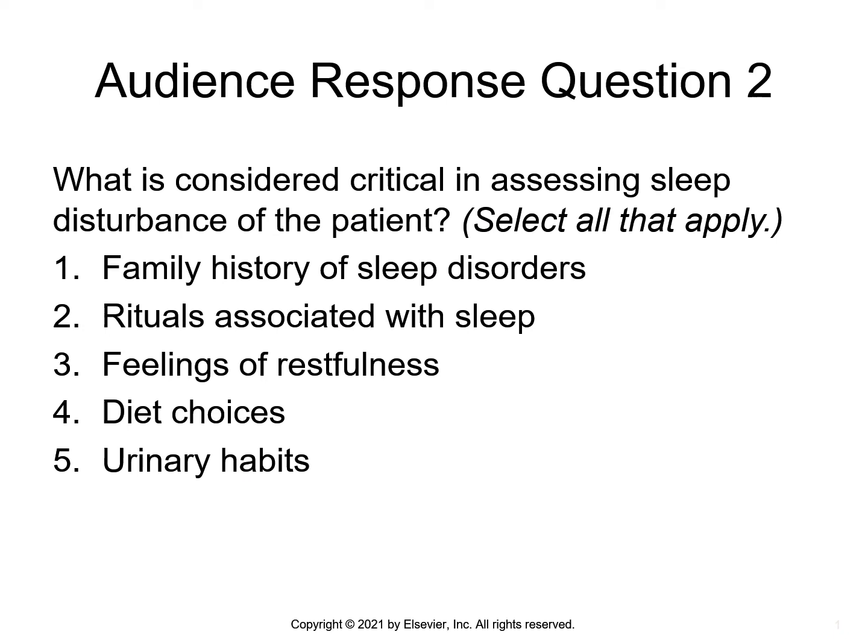What is considered critical in assessing sleep disturbance of the patient? Number 1, family history of sleep disorders. 2, the rituals associated with sleep. 3, feelings of restfulness. 4, diet choices. Or 5, urinary habits. Remember, this is a select all that apply. The answer is 2, 3, 4, and 5.